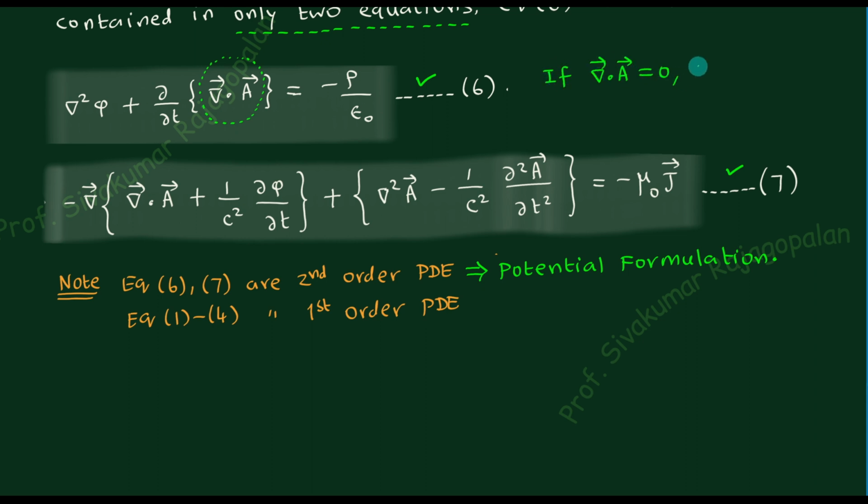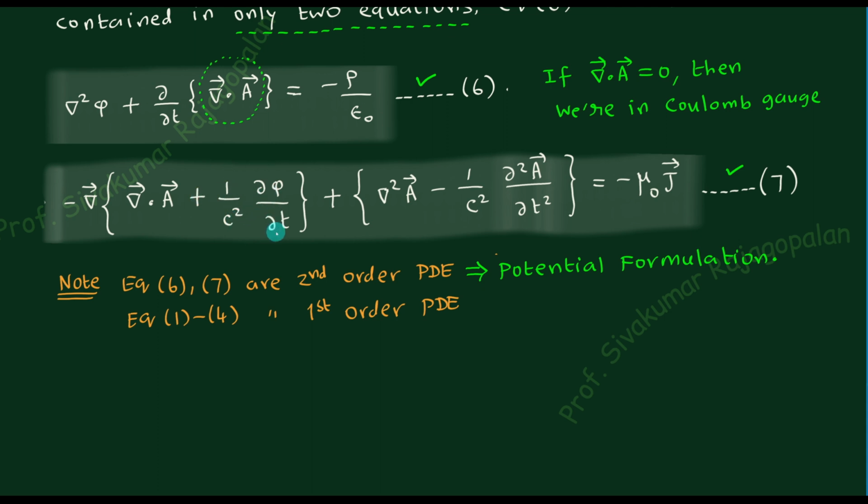Now I will write down that if you are interested to choose divergence of A equal to 0, then you are able to solve only equation number 6. That is called the Coulomb gauge. So this is very clear here. What I am trying to say is, do you want to choose divergence of A equal to 0, that is Coulomb gauge, or do you want to choose divergence of A equal to negative of 1 over c square into dou phi by dou t?